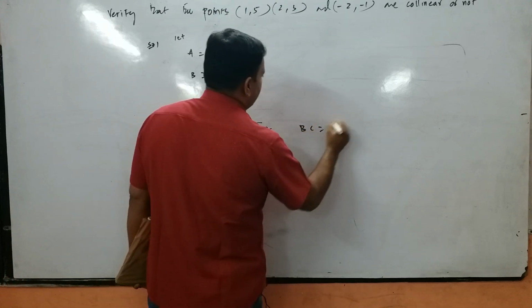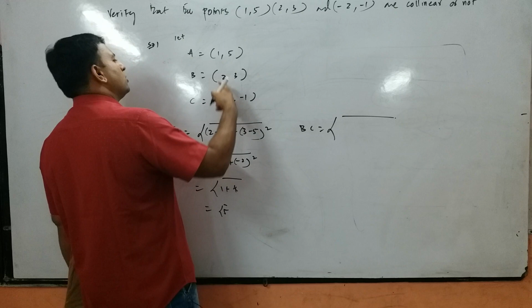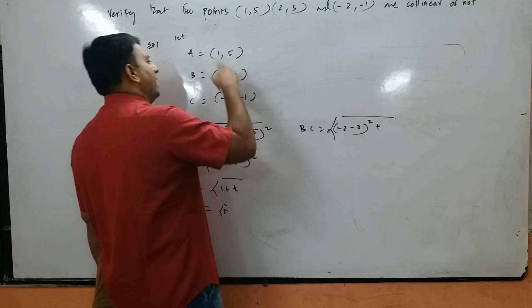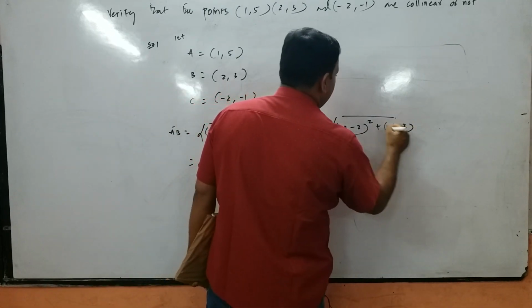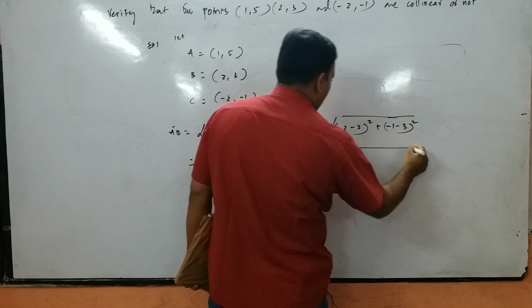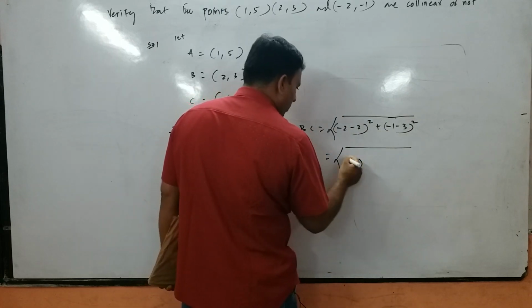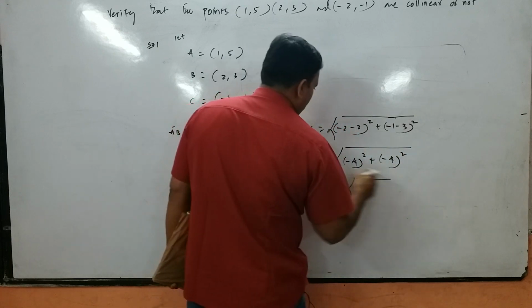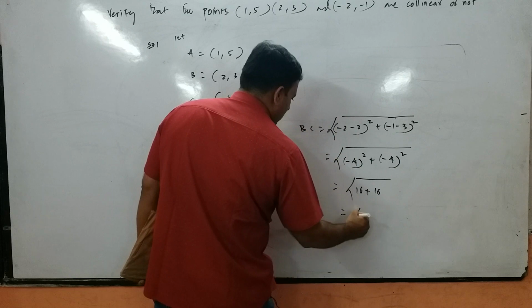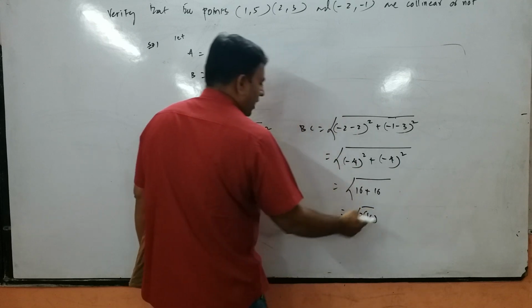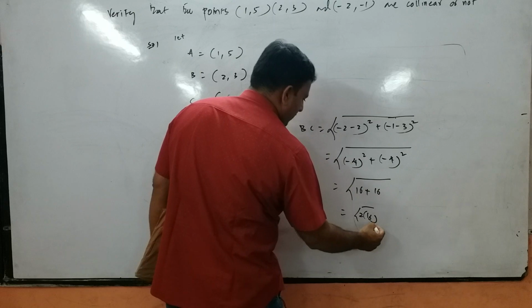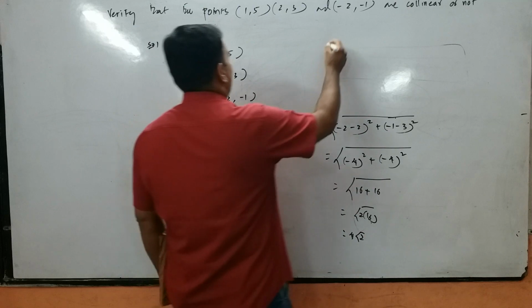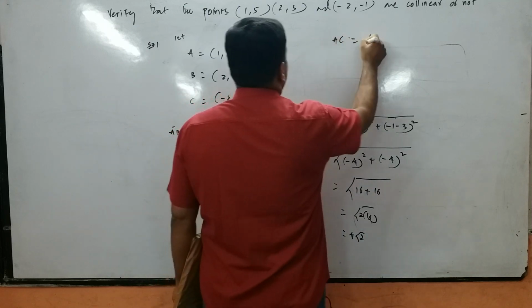Let us try to find distance BC. What is distance BC? x2 minus x1, so it is minus 2 whole square plus y2 minus y1, minus 1 minus 3 whole square. So it is under root of minus 2 is what? Minus 4 whole square. Minus 1 minus 3 is what? Minus 4 whole square. Now it is under root of 4 square, 16 plus 16 is equal to 2 times 16. And the square root of 16 is how much? 4. So I will say distance BC is 4 root 2. Now I will go ahead with distance AC. Now check very clearly.